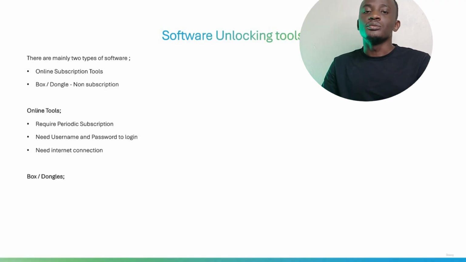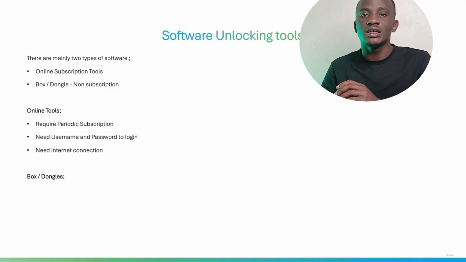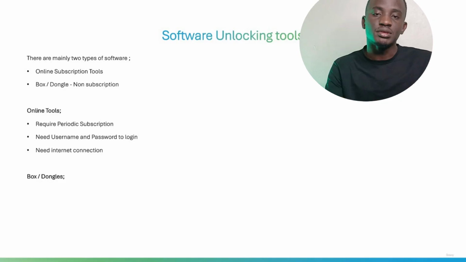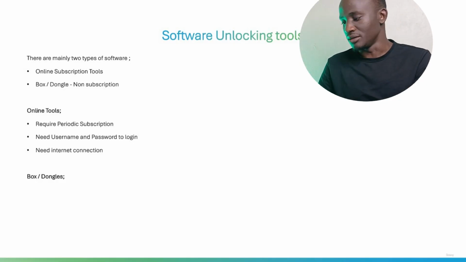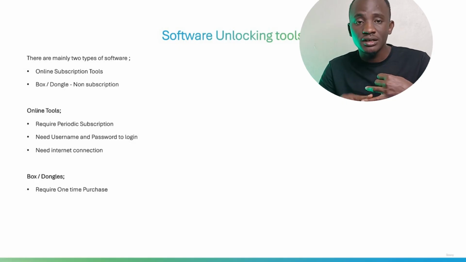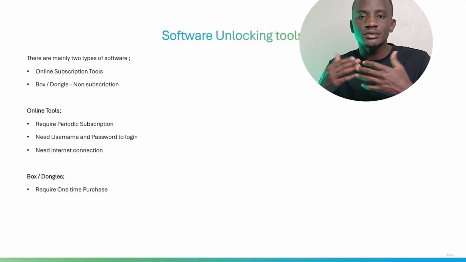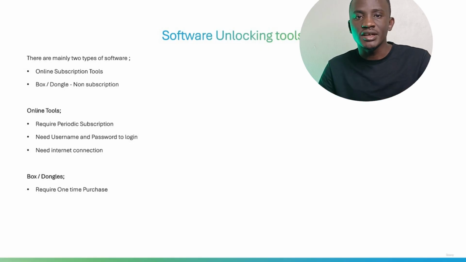Then there are boxes or dongles. These are pieces of hardware that you connect to the computer, and then you open up the software so you get access. Some of these require a one-time payment. The moment you purchase a dongle or that box, you are done. You can receive updates from that same box without needing to do monthly or yearly subscriptions.